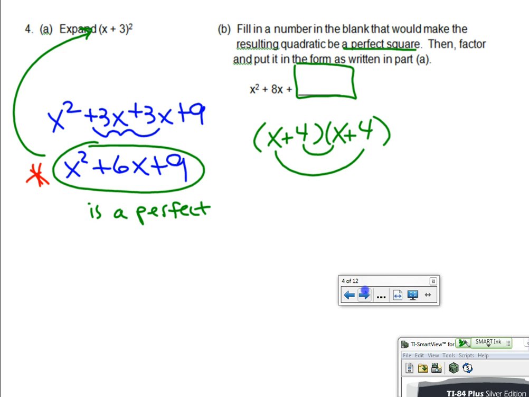So what's the last number? The last number is going to be whatever the 4 times the 4 is, and it's 16. So if that number were a 16 that I added there, then this would be a perfect square quadratic, and I can write it as x plus 4 squared. Okay, so we're going to use the ideas on this Use What You Know page in order to learn our second method of solving quadratics, which is to solve by completing the square method.